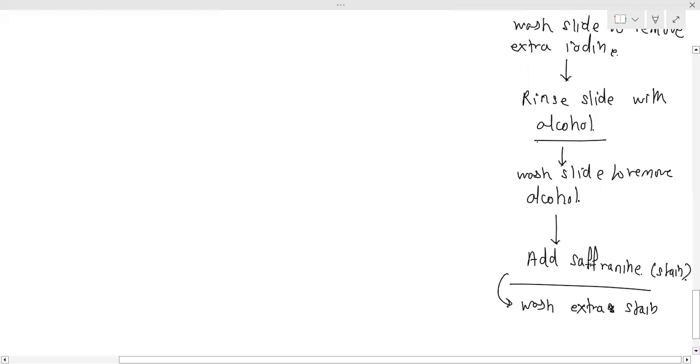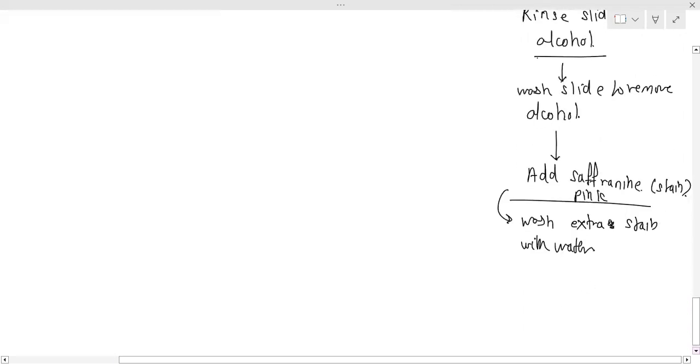Saffron is a pink color stain. Crystal violet was a violet color; this is a pink color. Wash the extra stain with water, make it a little bit dry, and now observe under the microscope.